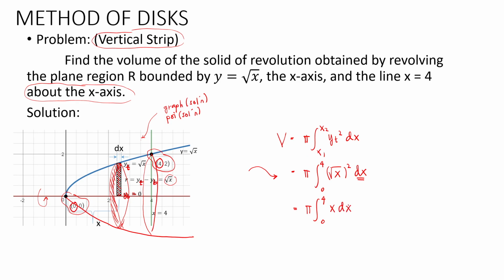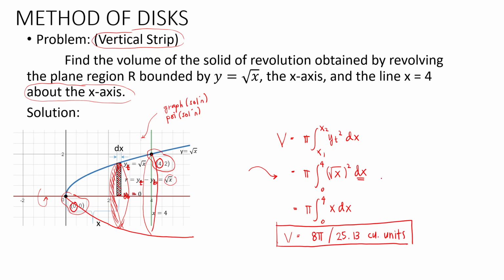x dx. Okay, so again, you may now use your calculator. So the volume, 8 pi. Or this is, I think, 25.16 cubic units. Again, since we are in volume, this will be cubic units. So that will be the answer.